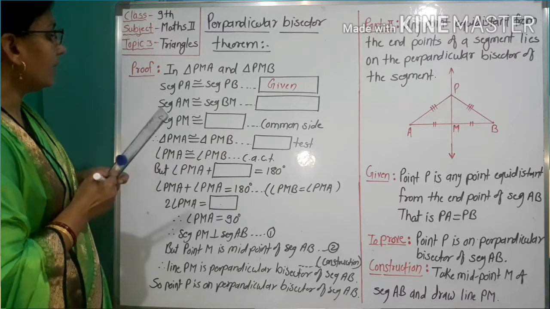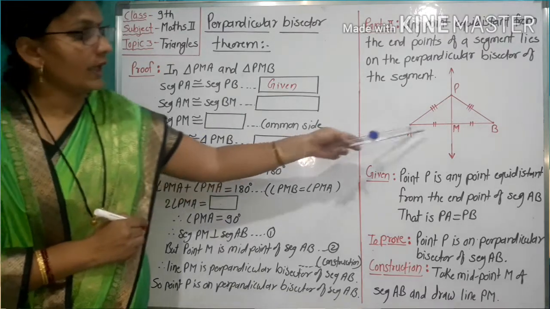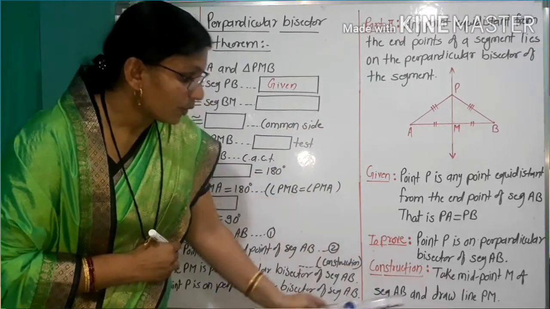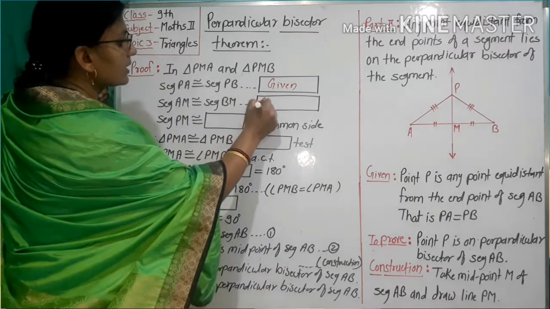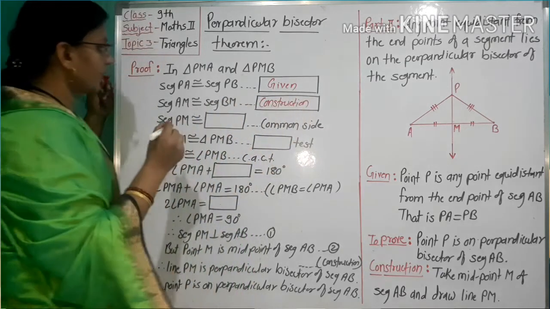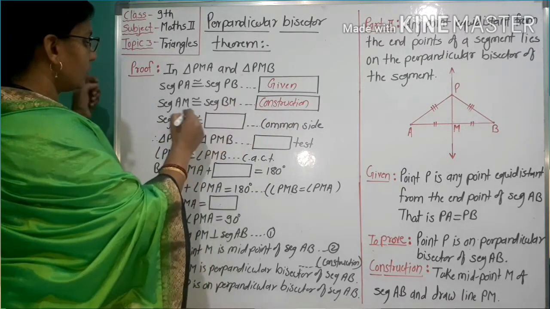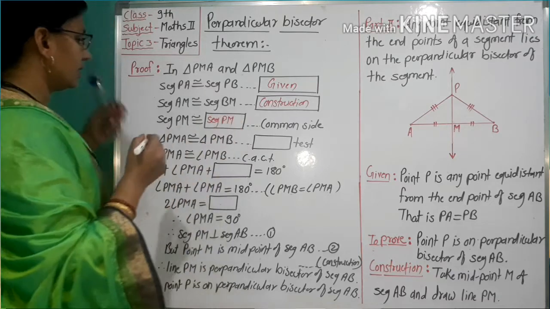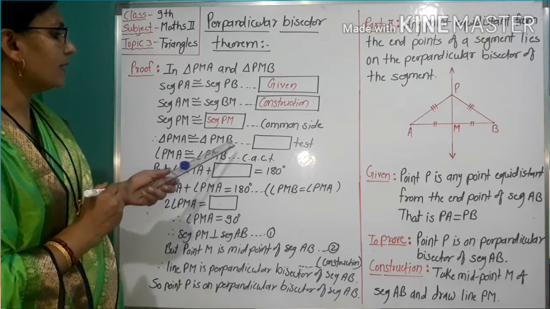Then segment AM is congruent to segment BM. So here, take the midpoint M of segment AB. The reason is the construction. Here take segment PM congruent to itself. Common side means segment PM equals segment PM. And therefore triangle PMA is congruent to triangle PMB.